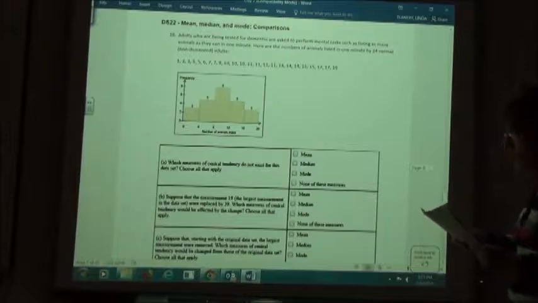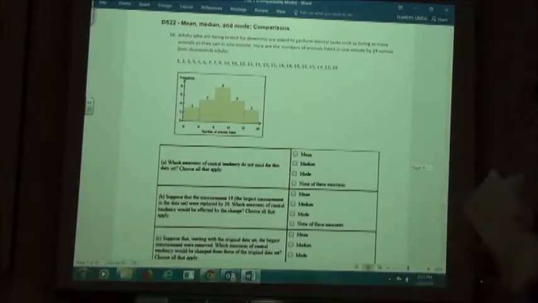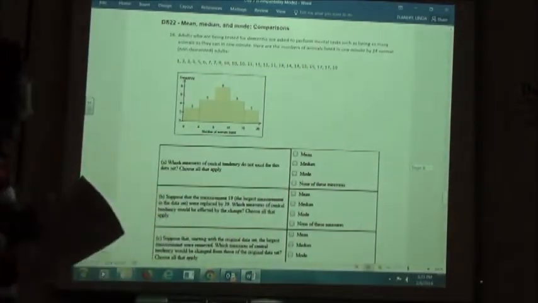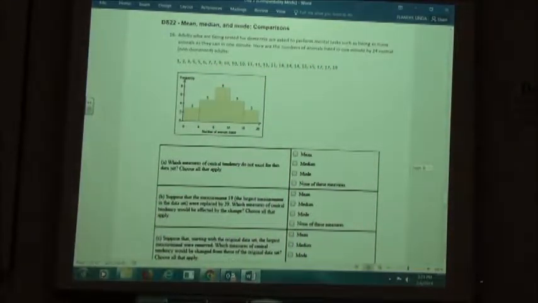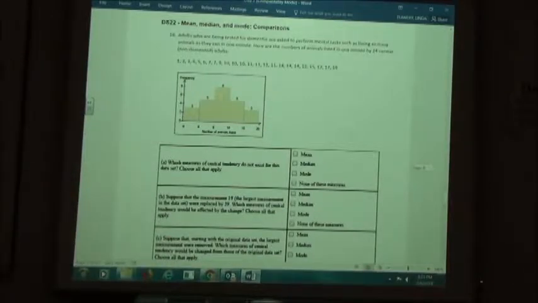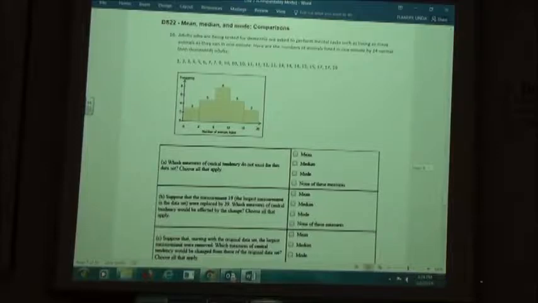Mean, median, and mode comparisons here. It says adults who are being tested for dementia are asked to perform mental tasks such as listing as many animals as they can in 1 minute. Here are the number of animals listed in 1 minute by 24 normal, non-demented adults. They put them in order for you.